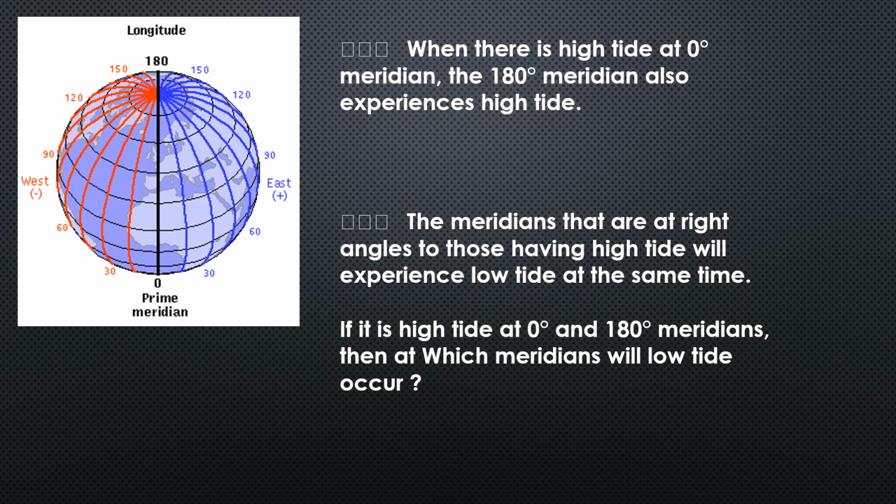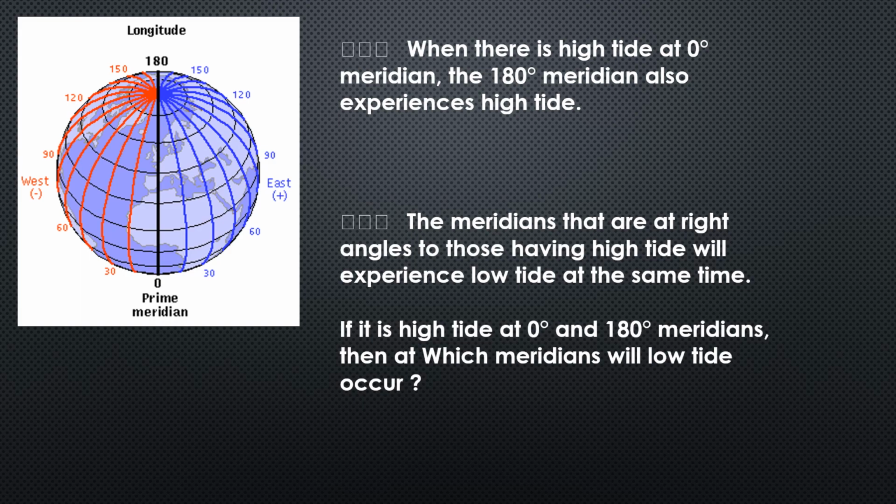Let us understand this better by looking at this diagram. The earth is divided into meridians. Suppose there is a high tide at 0° meridian, then the meridian at 180° will also experience a high tide. The meridians that are at right angles to those having high tide will experience low tide at the same time.